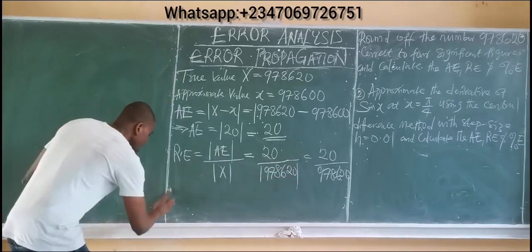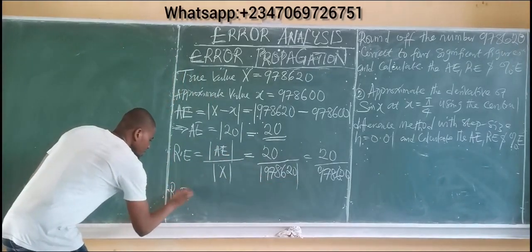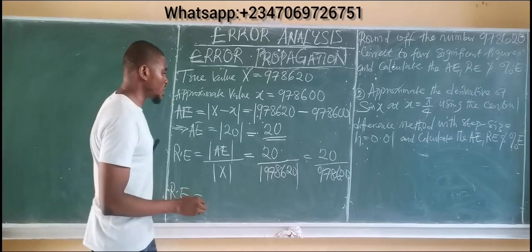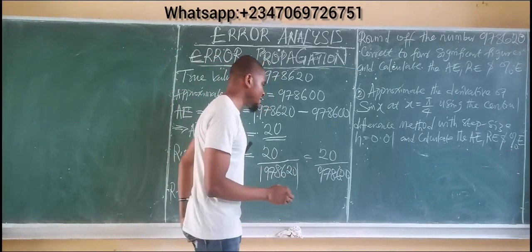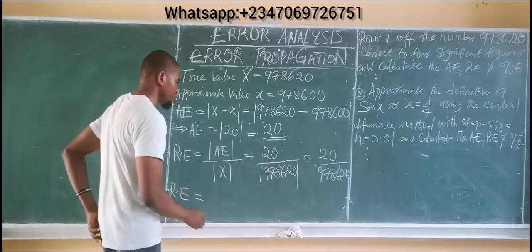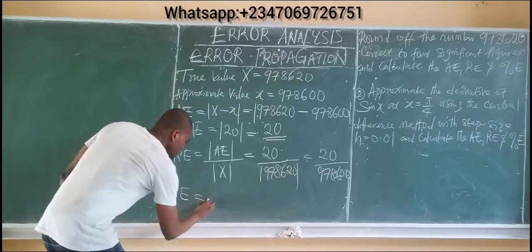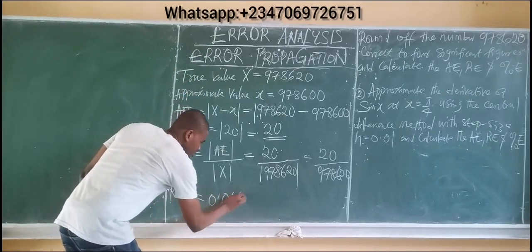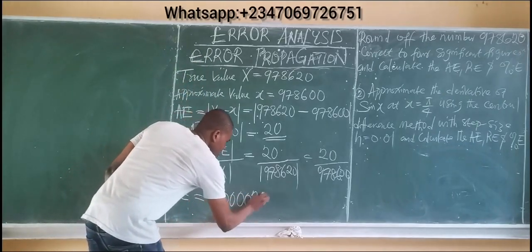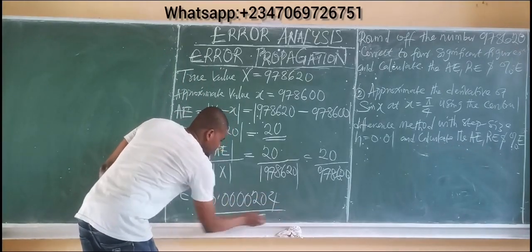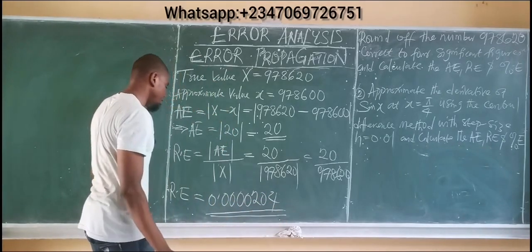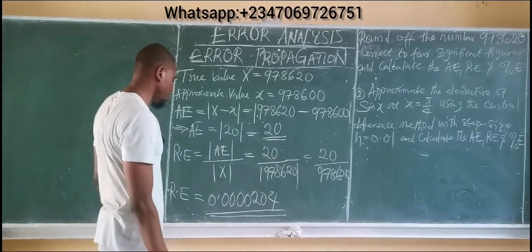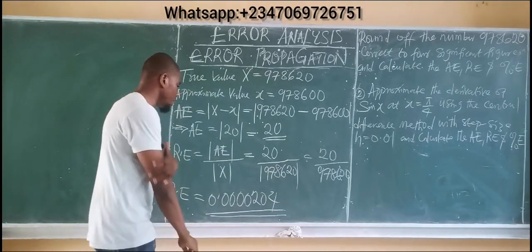Okay, so our relative error is now going to be equal to, so let's find 20 divided by 978620. So that gives us approximately 0.0000204. So this becomes our relative error.